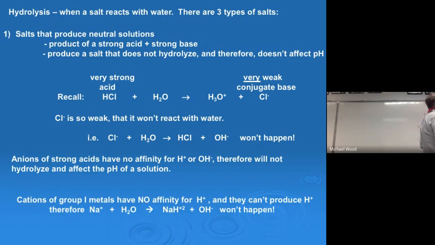So anions of strong acids have no affinity for H plus or OH minus. Therefore, they will not hydrolyze. They're not going to affect the pH. And the same is true of the cations of group 1 metals, and of all the strong bases. I'm going to write it on the board. They have no affinity for OH minus, so they can't produce H plus. So if we have sodium, which is the conjugate acid of a strong base, it can't hydrolyze water. Okay, so here is the list I'm talking about.